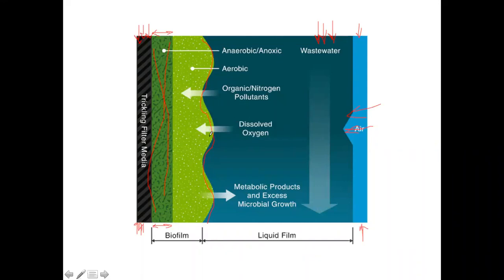More and more biofilm will be generated. What will happen after some time? The thickness will be so much that it will be difficult for the film to remain attached to the medium. When the thickness is more, it will get sloughed off. This process is called sloughing. Sloughing will take place.